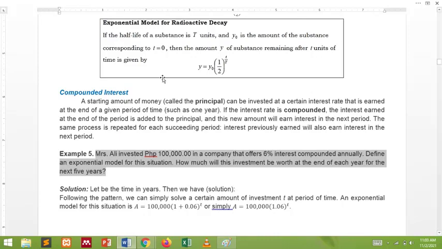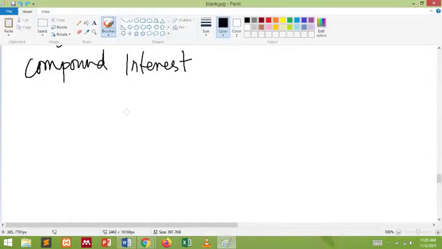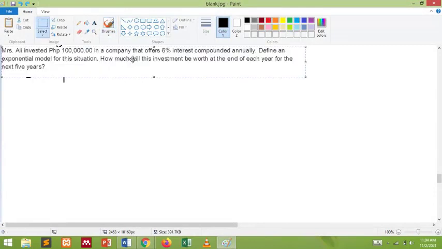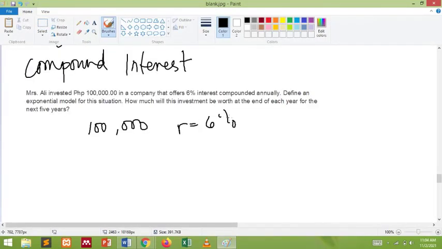Now, we have an example here. Mrs. Ali invested 100,000 in a company that offers 6% interest compounded annually. Define an exponential model for this situation. How much will this investment be worth at the end of each year for the next 5 years? Okay, so let me just copy that one. Para madali tayo. So, si Mrs. Ali daw ay nag-invest ng 100,000. Ang rate natin is 6%, which in decimal is 0.06.